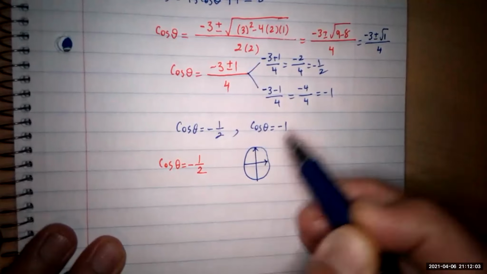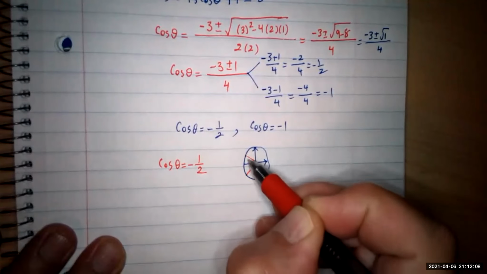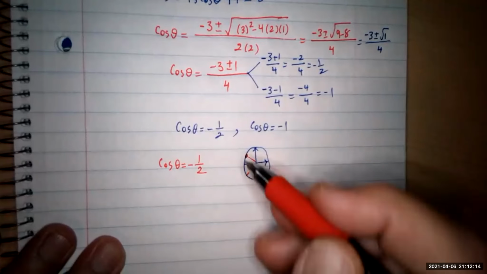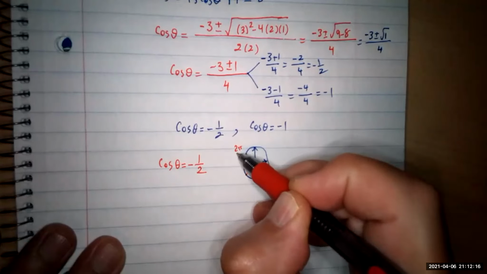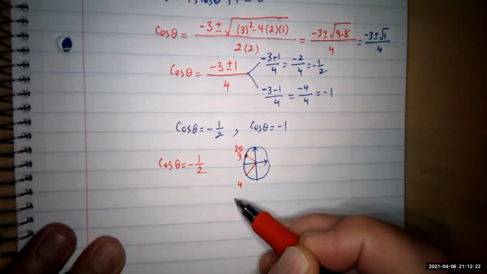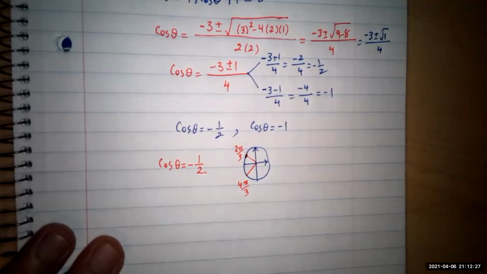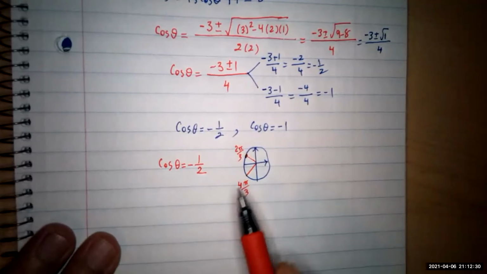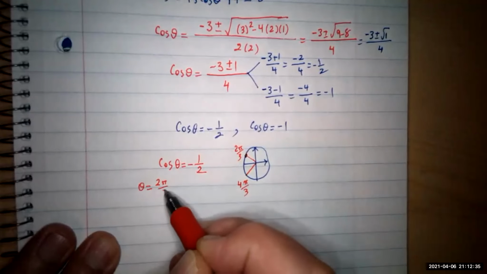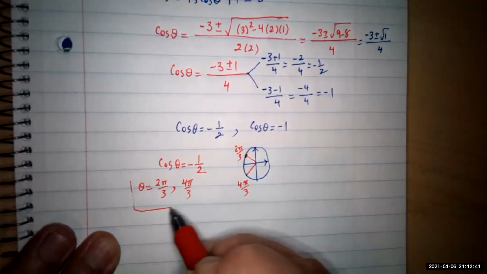You know that the positive one is 60 degrees. Okay, it's going to be 2 pi over 3, 120. And this is going to be what? 4 pi over 3. Okay, 120 and 240. You have your unit circle. You get it right away. So theta is equal to 2 pi over 3 and 4 pi over 3. This is the first set of solutions.